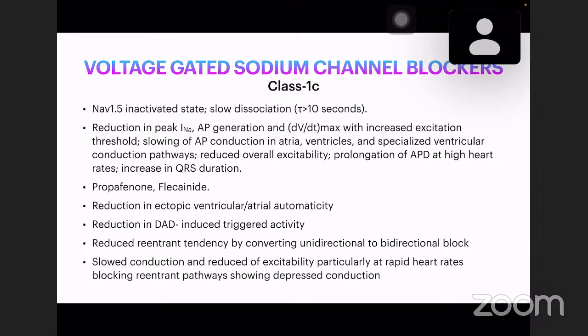They cause reduction in ectopic ventricular or atrial automaticity and reduction in delayed afterdepolarization induced trigger activity. So there is reduced re-entrant tendency, converting the unidirectional block to bidirectional block like class 1B. It also causes slow conduction and reduced excitability, particularly at rapid heart rates, blocking re-entrant pathways showing depressed conduction.